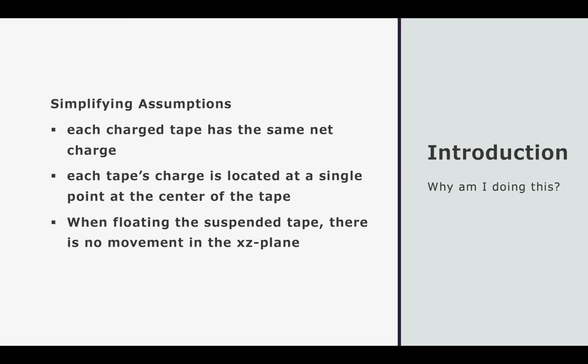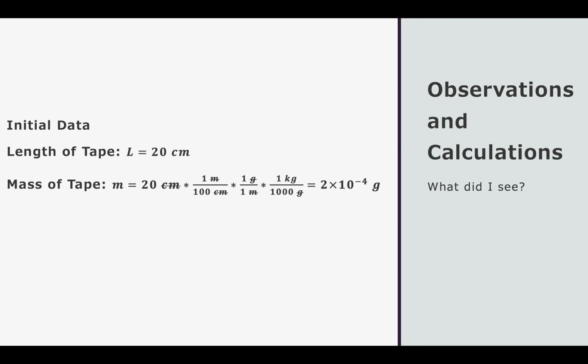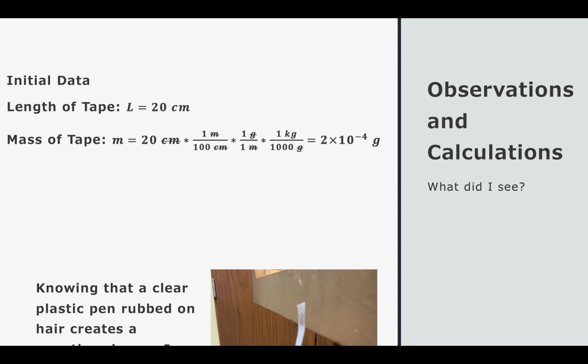And in this experiment, we are assuming each charged tape has the same charge because they are the same sized and were pulled apart from the same tape. Each charge is located at the center of each tape, and when the tape is floating, there is no movement on the XZ plane. Initially, I measured my tapes to be 20 centimeters, and, assuming the density of tape is 1 gram per meter, I determined the tape's mass to be 2 times 10 to the negative 4 grams.